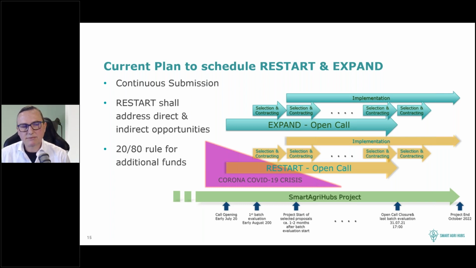But as I said, it's continuous, and it's not just that we get a list of proposals that we shortlist and then distribute the money. No, all the proposals need to be above a threshold, so that it makes sense to support such proposals.